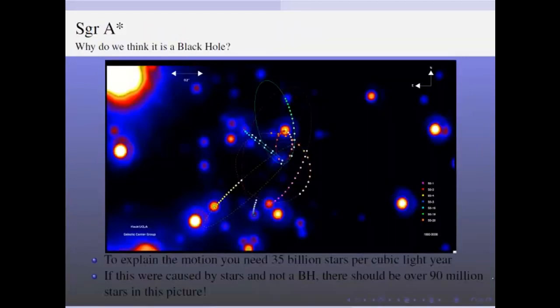Here's another picture of this data. To explain the motion, you would have to have a density of about 35 billion stars per cubic light year in this picture. That would be 90 million stars in this picture, if this was caused by stars and not a black hole. But obviously we don't see 90 million stars. So that's how we know that it's a black hole at the center of the galaxy.